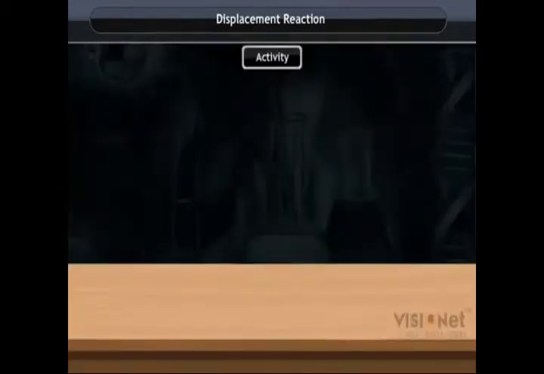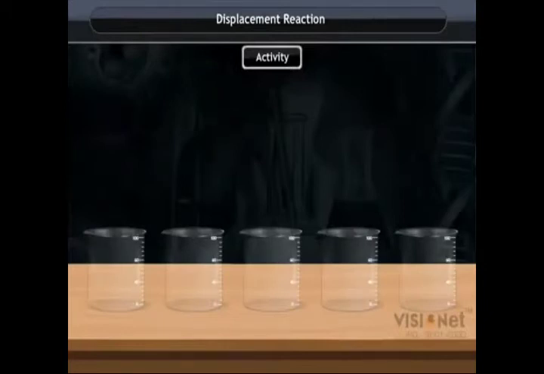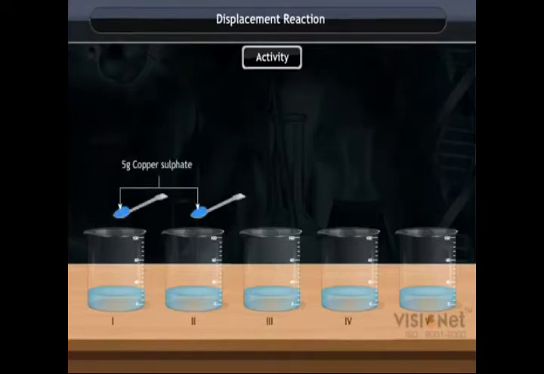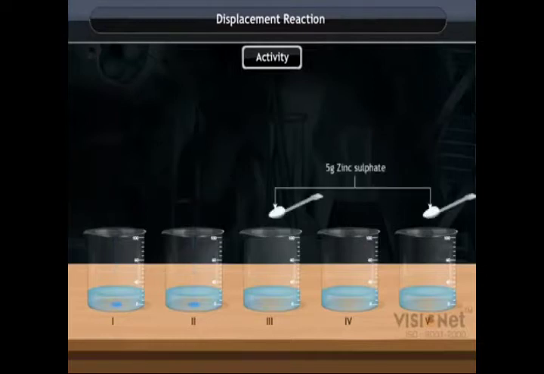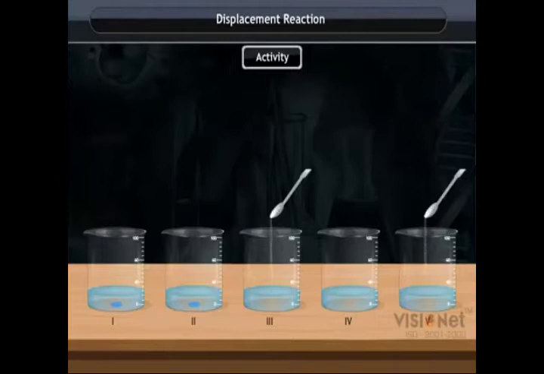Activity: take 500 milliliter beakers and add 20 milliliters of water in them. Label the beakers as 1, 2, 3, 4 and 5. Add 5 grams copper sulfate to beakers 1 and 2, 5 grams zinc sulfate to 3 and 5, and 5 grams iron sulfate to beaker 4.